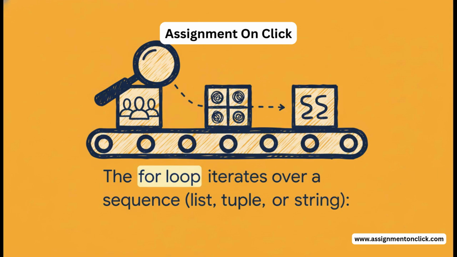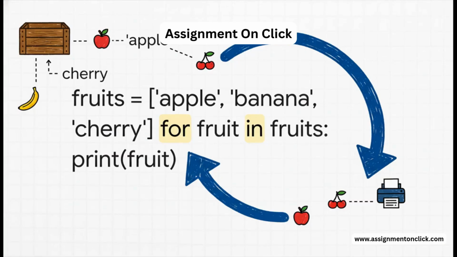Think about a list of names, a column of numbers, or even just the letters in a word. A for loop is built to march through that collection and do something to each item it finds. And the best part? The syntax is so clean and simple. For variable in sequence. Let's make this real with an example.